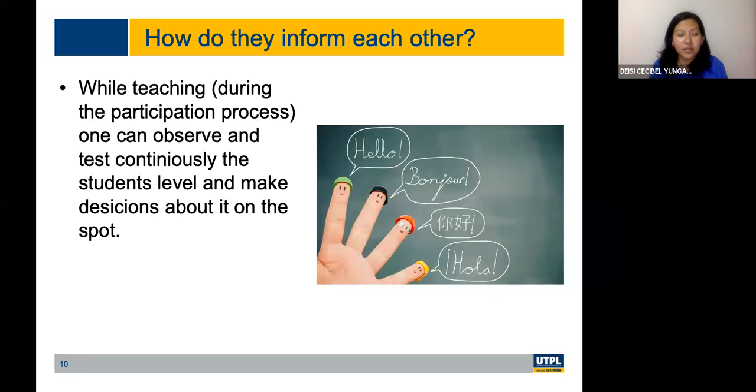I think this is very important, and that we have to continuously test and evaluate the learning of our students in order to make decisions that are done appropriately and on time.